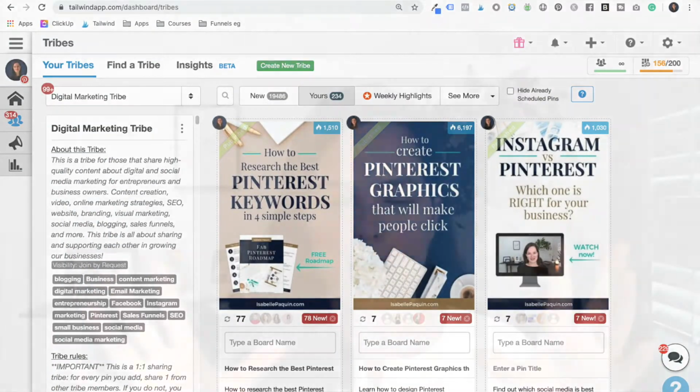Tailwind Tribes are hosted by Tailwind, which is an application that I use for scheduling my Pinterest pins. It's actually one of the best schedulers out there for Pinterest. They're an approved Pinterest partner as well, so I highly recommend using Tailwind if you're not already.